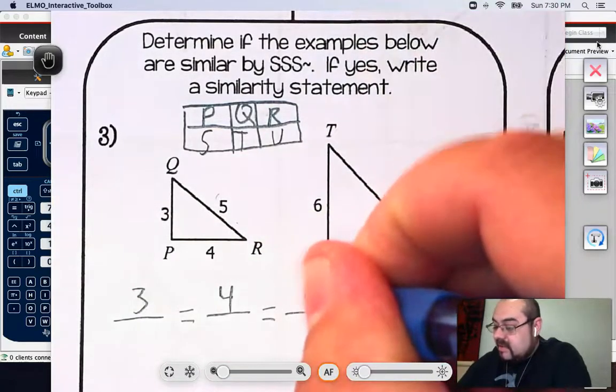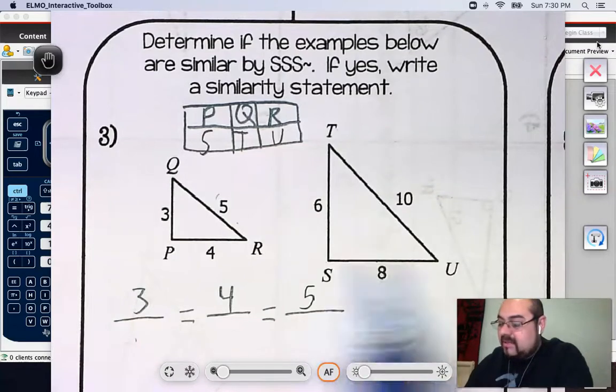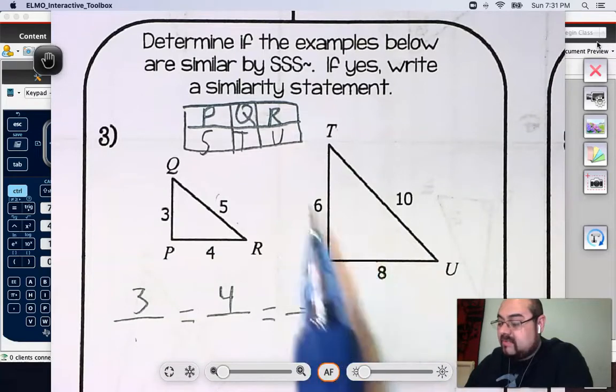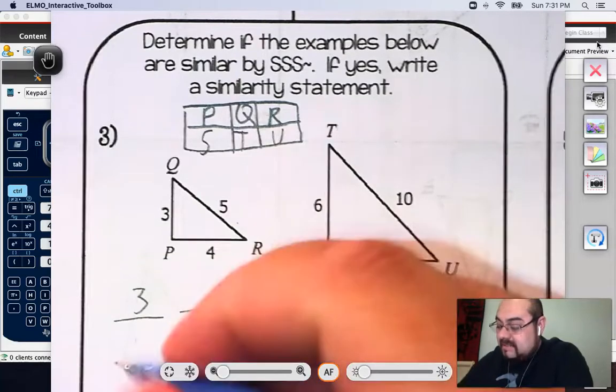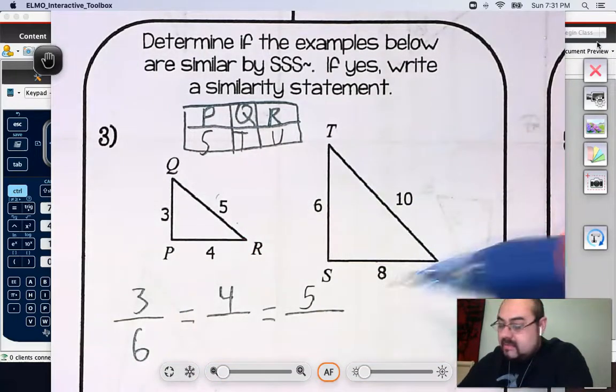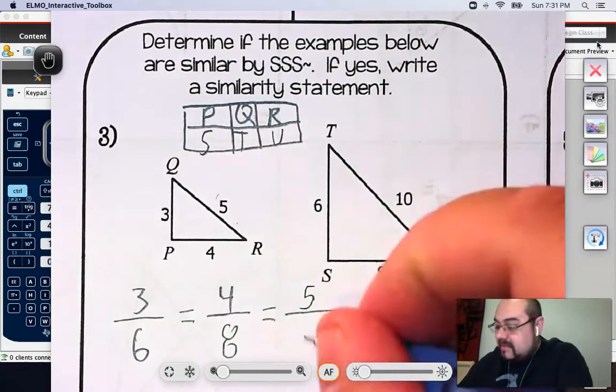I'm going to follow that same pattern for the denominator. The denominator is going to be all the numbers in the bigger triangle, starting, of course, with the smallest number. Between 6, 8, and 10, 6 is the smallest number. The next bigger number is going to be 8. And the biggest number of the 3 is going to be 10.